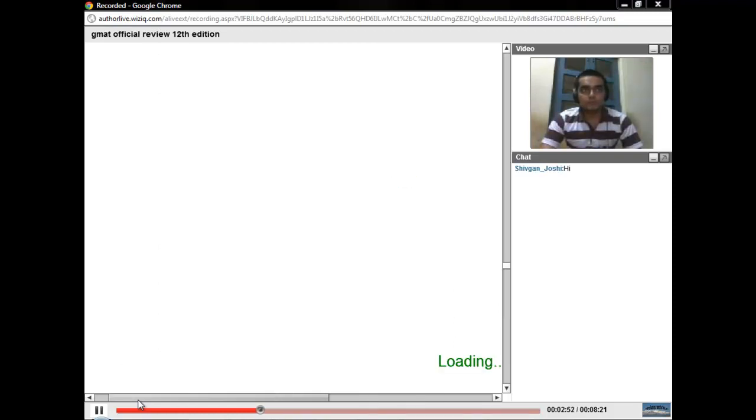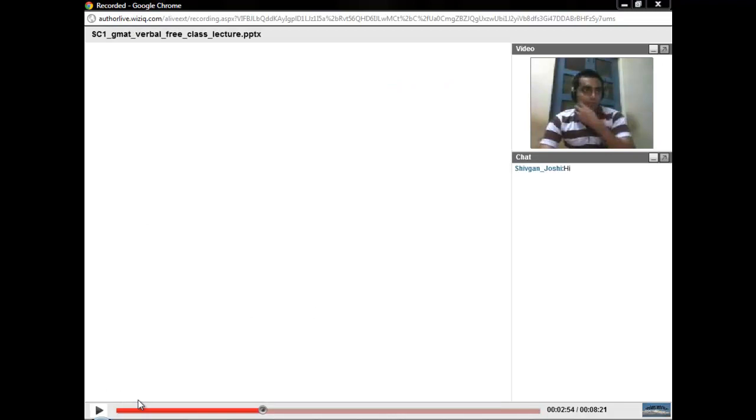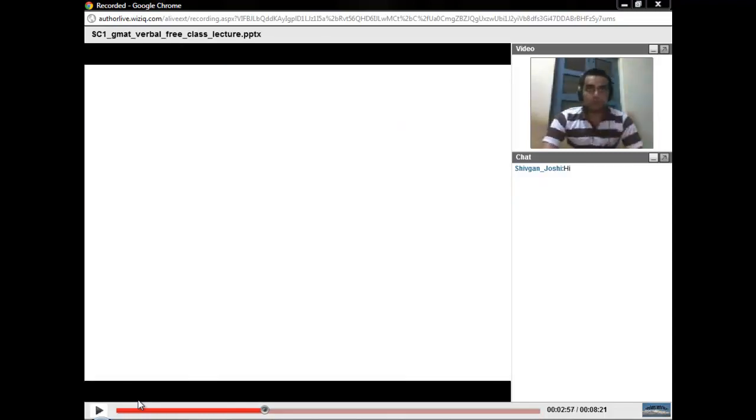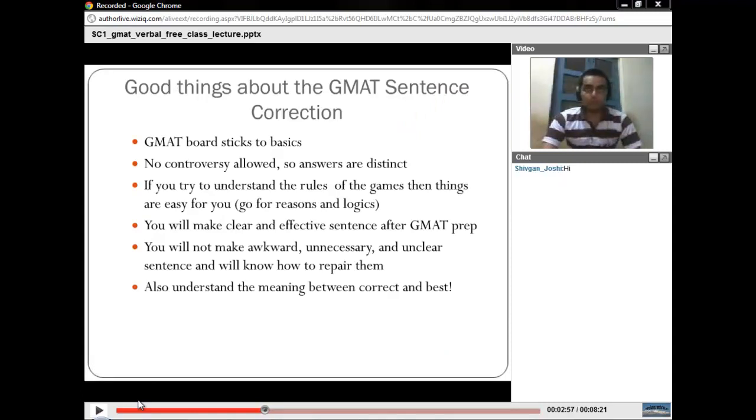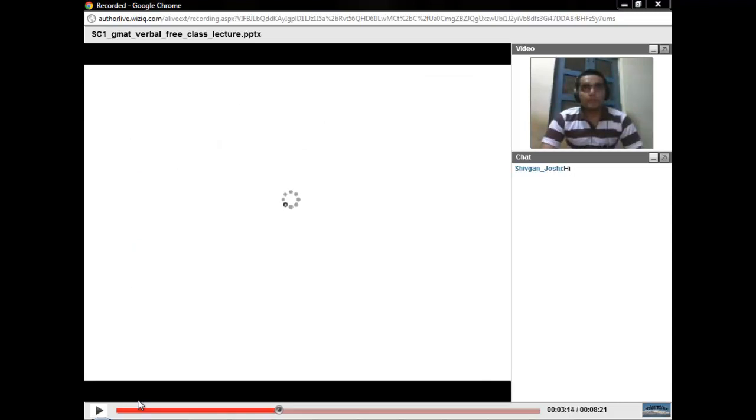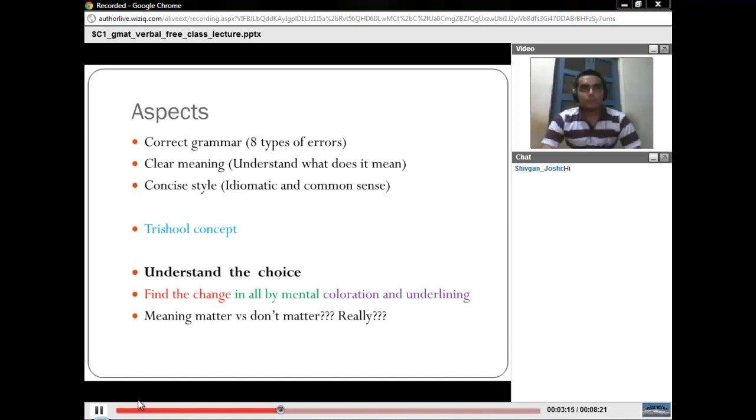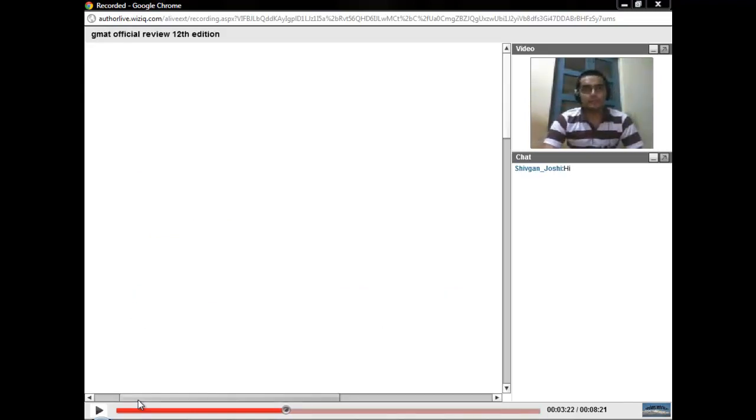I'll talk about the different types, and with the help of my presentations I'll talk about how the GMAT works, the kind of mentality that the GMAT board has, and how sentence correction is linked to the aspects of clarity and coherency in language. I'm also going to talk about this Trishul concept and applying it, which means correct grammar, correct meaning, and correct style in each type of sentence correction from the official guide.